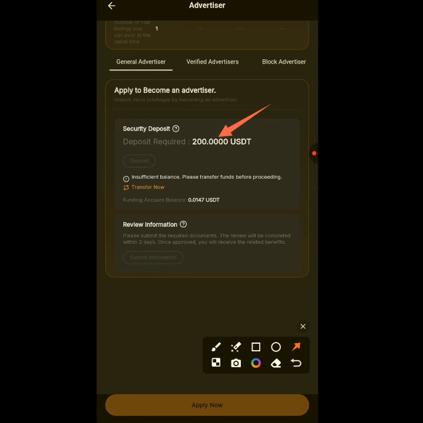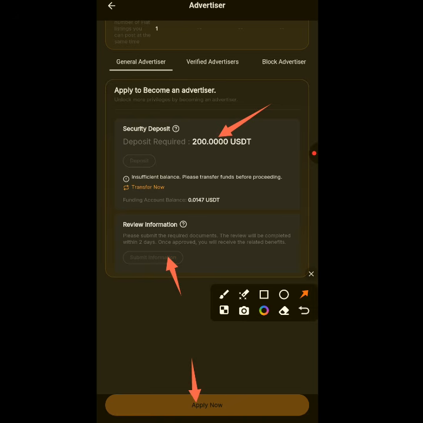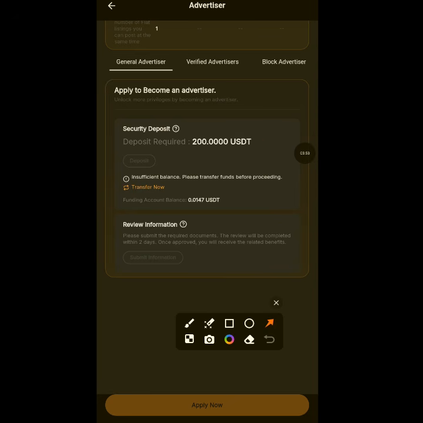The next thing is they'll review your information. They'll ask you for some personal information, and then you click on apply now, and immediately you're going to apply. Once you're accepted, you're going to be able to create your ads, buy and sell. That is simple. This 200 USDT is different from your capital. If you are considering starting a Bybit P2P merchant business, you need 200 USDT as your security deposit, and you need at least another 100 USDT for your running capital, what you're going to be using to do your trade.